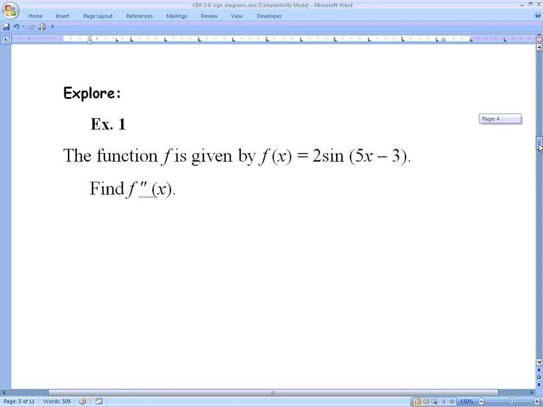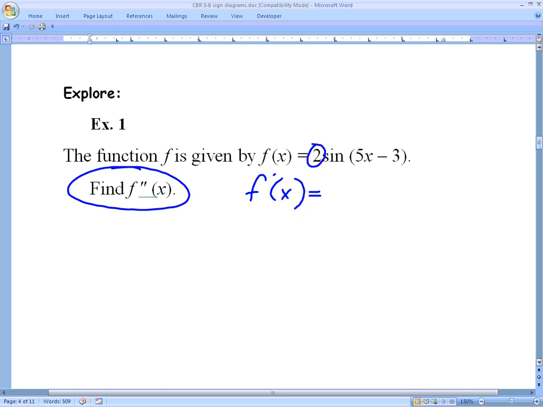Let's get to an actual second derivative problem. No application here, just a case of second derivative. Giving you a function, f of x equals 2 sine 5x minus 3. And I want you to find f double prime of x. So that is our second derivative. What's the first thing we need to do? Find the first derivative. Little chain rule going on here.